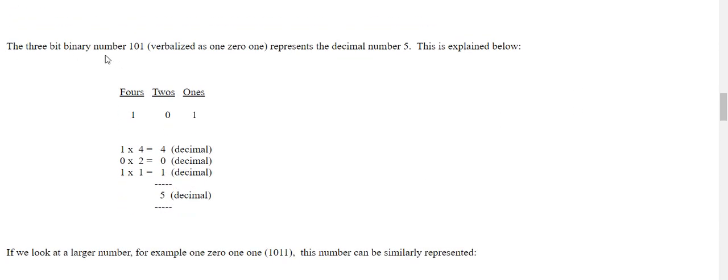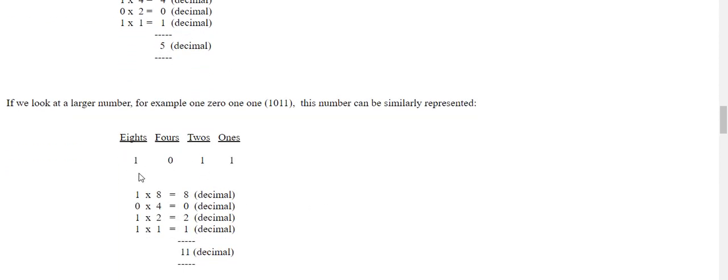Now here I've got a 3-bit binary number, 101. This 1 is multiplied by 1, the next column is multiplied by 2, the next column is 4, and if there was another number here, it would be 8, then 16, then 32, and so on. So this is representing the decimal number 5. You've got 1, 4, no 2s, 1 plus 4 gives you 5.